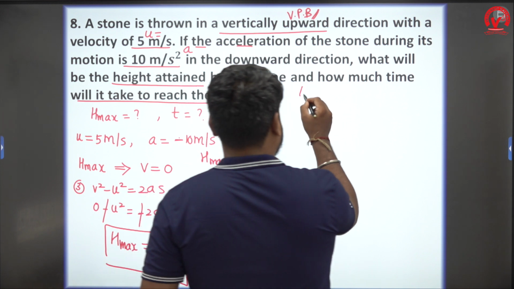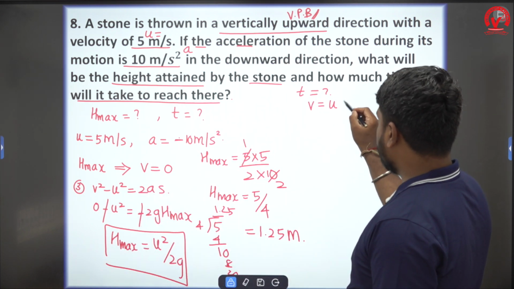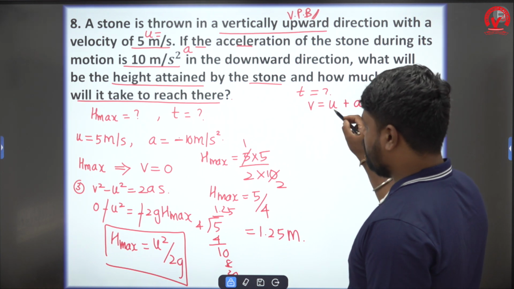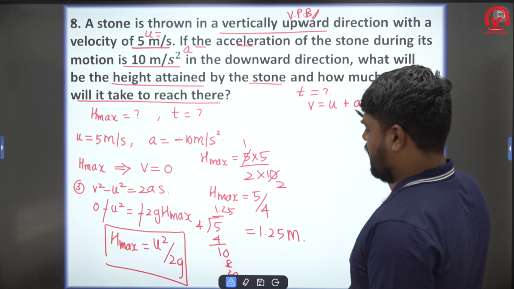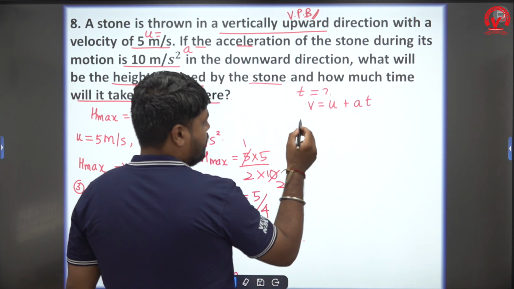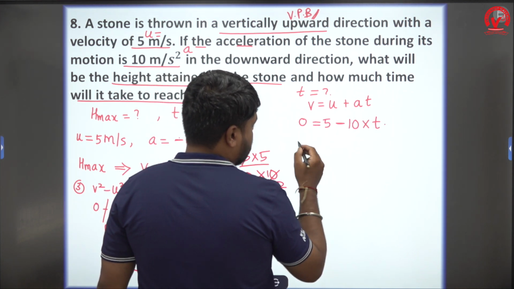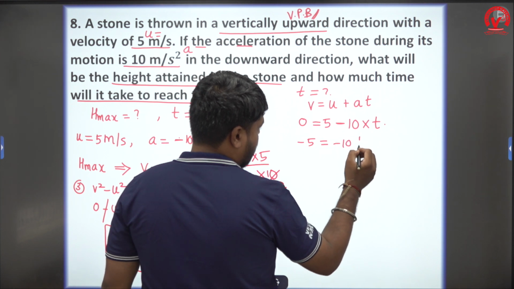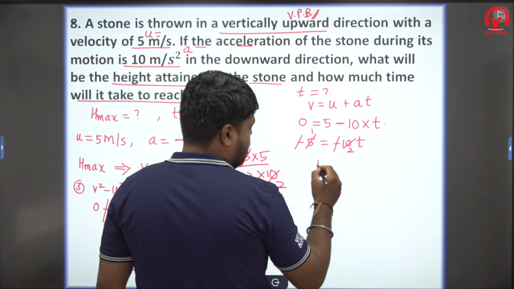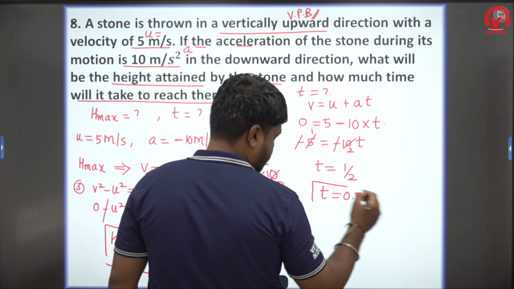So the next part is to find the time. What's the first equation? V is equal to u plus at. The final velocity is 0, u is equal to 5, time we have to find, and a is how much? Minus 10. So substitute: 0, u is 5, minus 10 into t. So minus 5 is equal to minus 10 into t, the minus signs cancel. So t is equal to 1 by 2, which is nothing but 0.5 seconds.